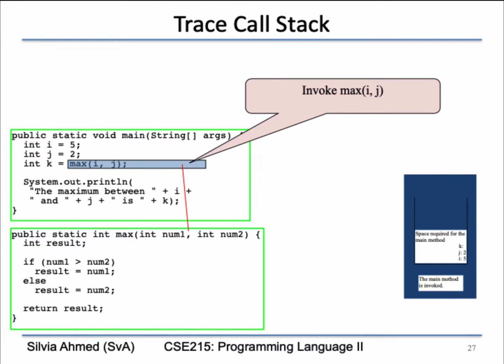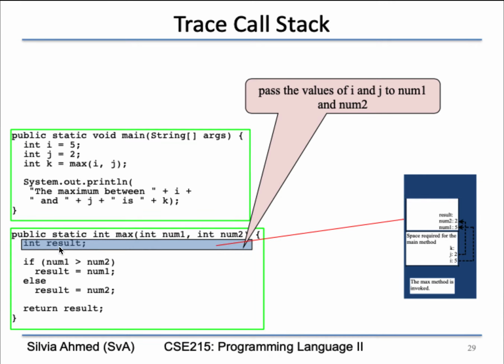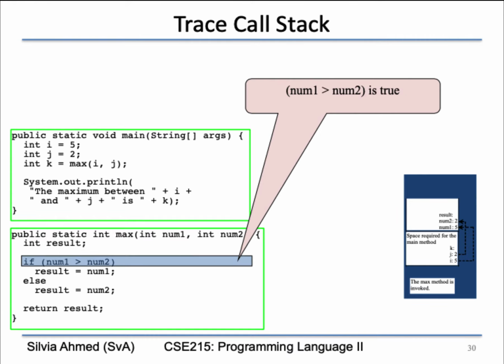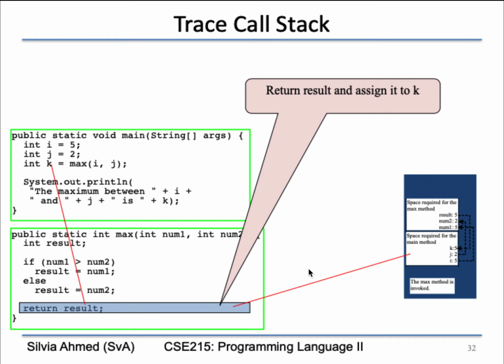Then we call the max method. When we call the max method, we actually go from here to a new location on top of it, and we have two spaces for num1 and num2, where the value of i is copied into num1, 5, and the value of j is copied into num2. Then we declare the variable result on top of num2, and then we compare num1 and num2, and we assign the value of num1 into the result. So we copy the value 5 into the result here, and finally we return the value of result.